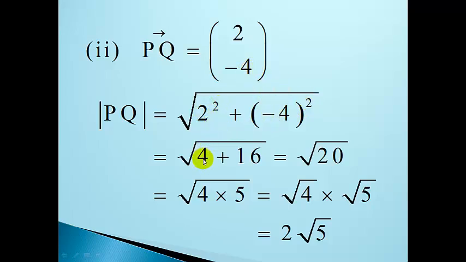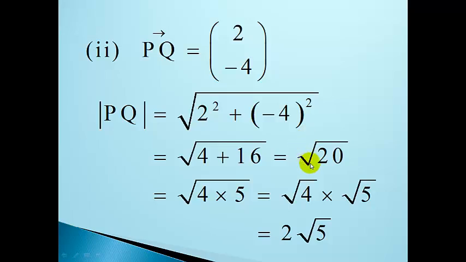Now 2 squared is equal to 4 and minus 4 squared is equal to 16. 4 plus 16 is equal to 20. So this is equal to the square root of 20. Now square root of 20. 20 can be expressed as 4 times 5 because 4 times 5 is equal to 20.